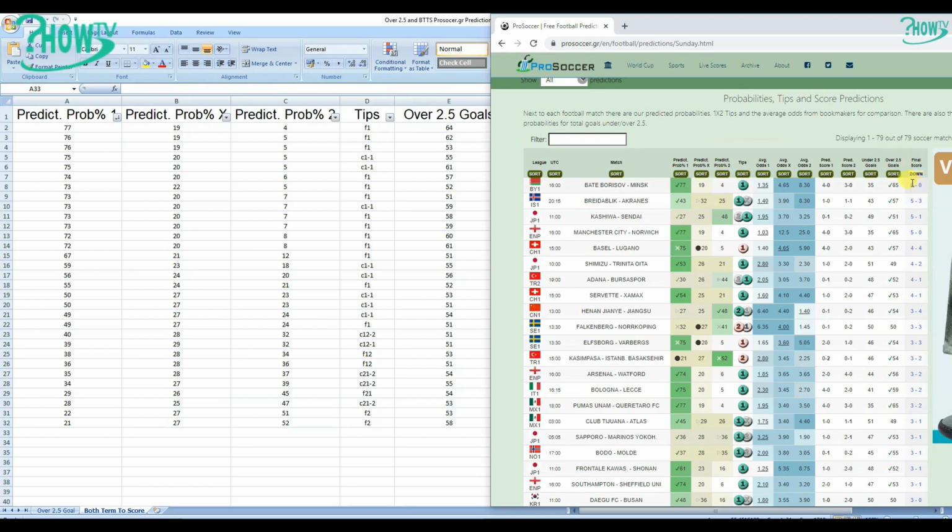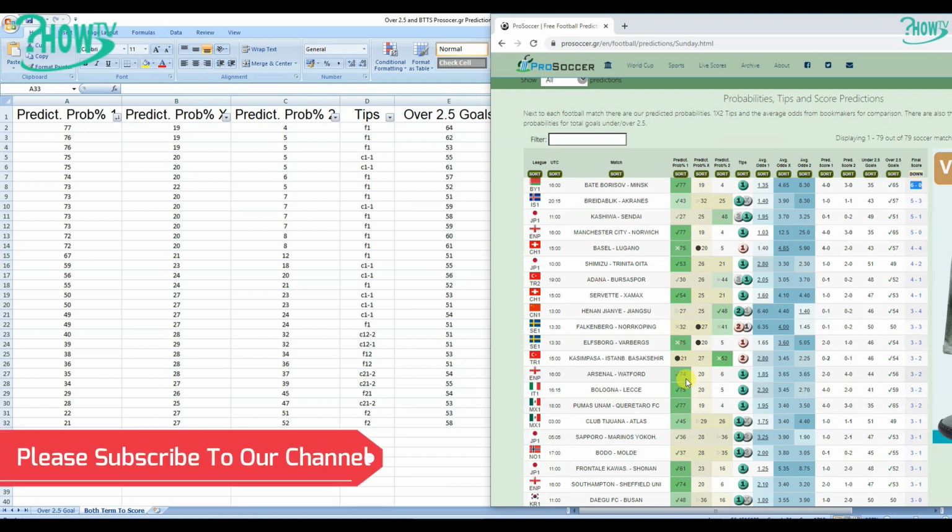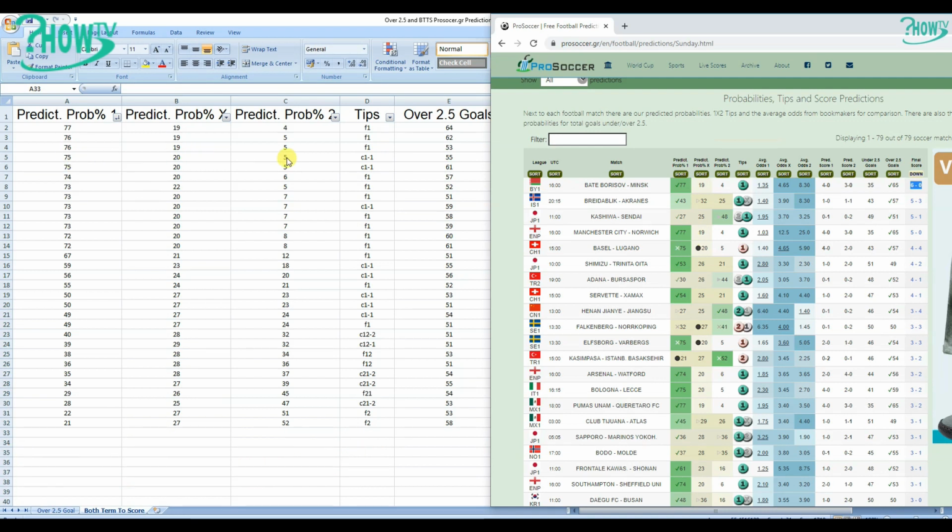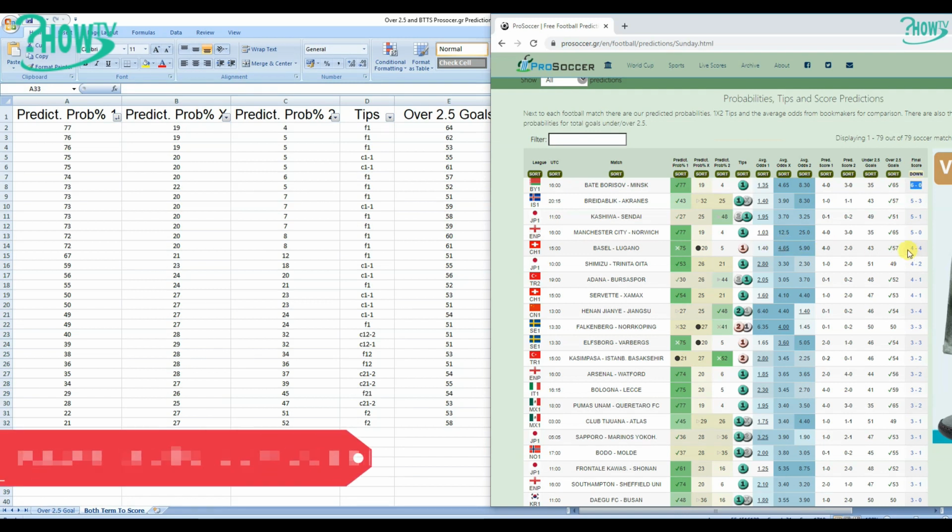All right, 76195. We don't have 76195. We have 7525. Look at that. Okay, 7525. Then look out for the tips. 7525, the tips is C1-1. So looking at this 7525, we have over 2.5.